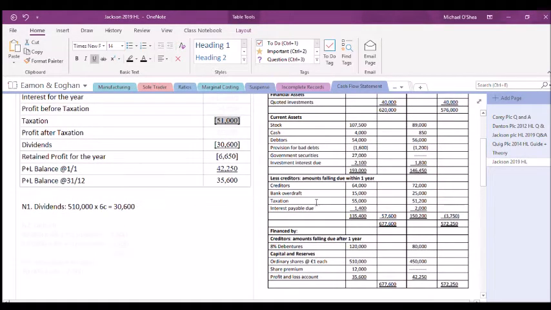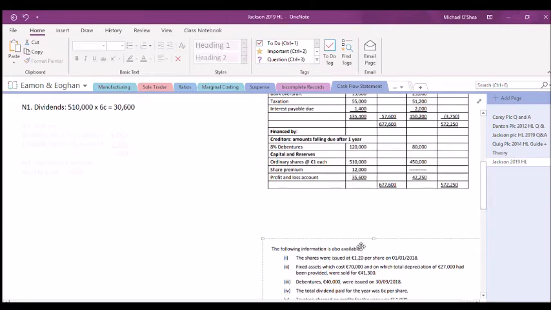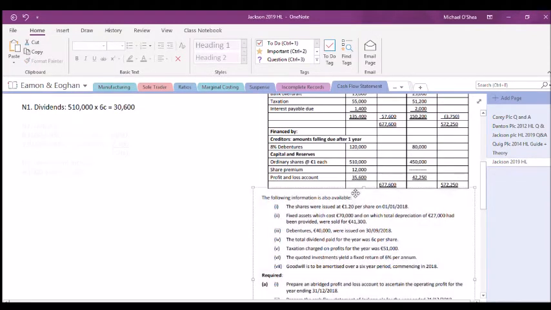They don't give you your debenture interest for the year ever here. We're only given the interest at the beginning and the end of the year. But our debenture interest for the year is calculated by looking at how much our debentures are and multiplying it by our debenture percent. But look at the notes. In the notes we can see that debentures of 40,000 were issued on the 30th of the 9th, 2018.